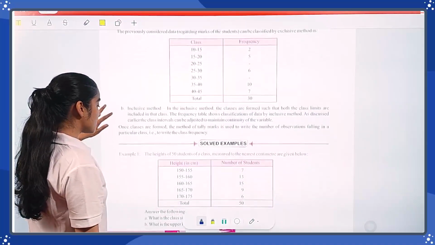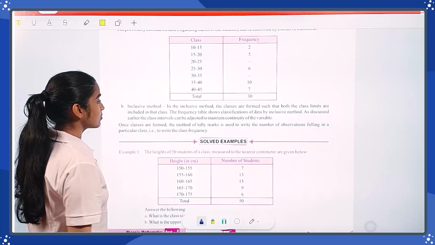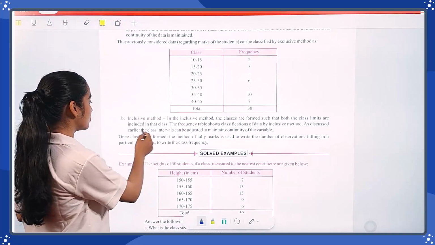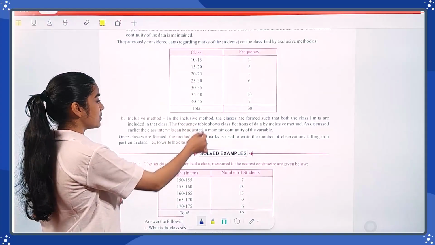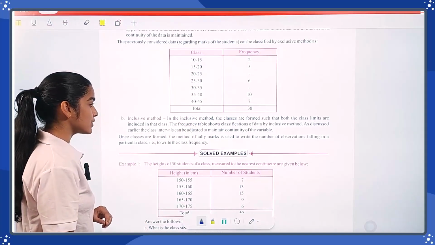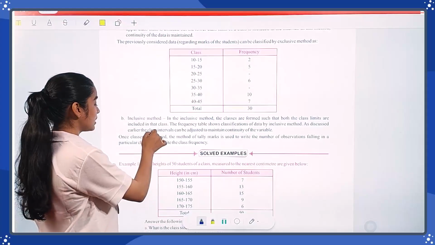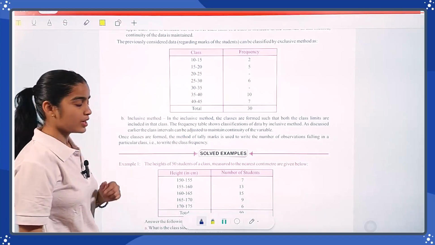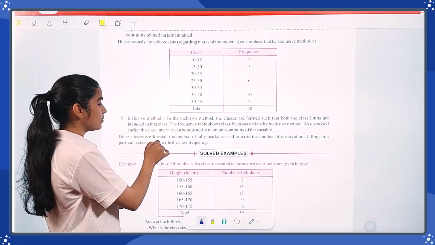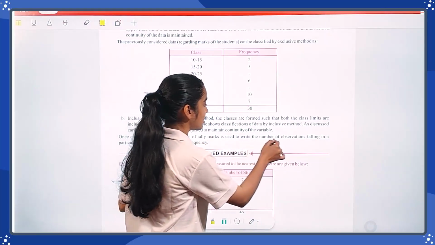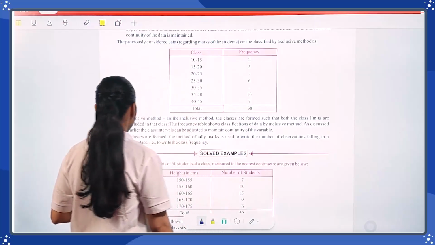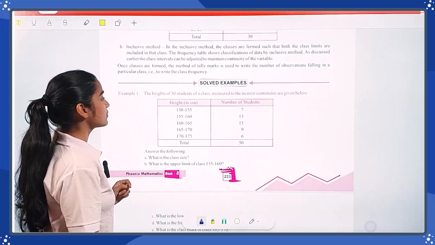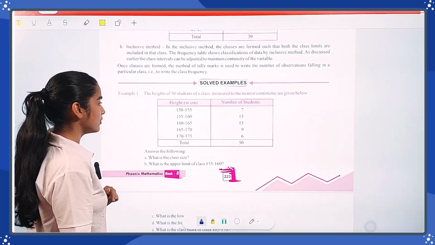Now we have the inclusive method. In this inclusive method, the classes are formed such that both the class limits are included in that class. The frequency table shows the classification of data by the inclusive method as discussed earlier. The class intervals can be adjusted to maintain continuity of the variable. So once classes are formed, the method of tally marks is used to write the number of observations falling in a particular class. Now, the heights of 50 students of a class, measured to the nearest centimeter, are given below.